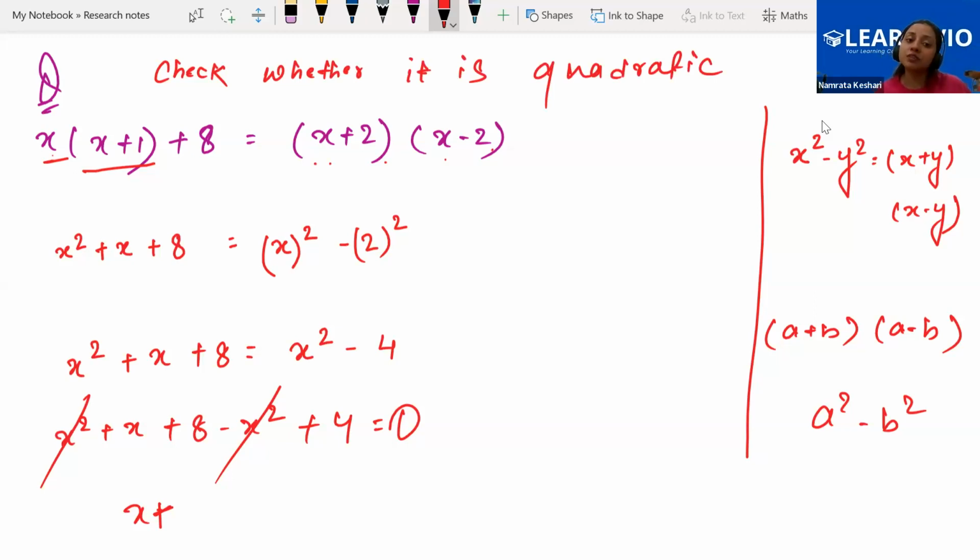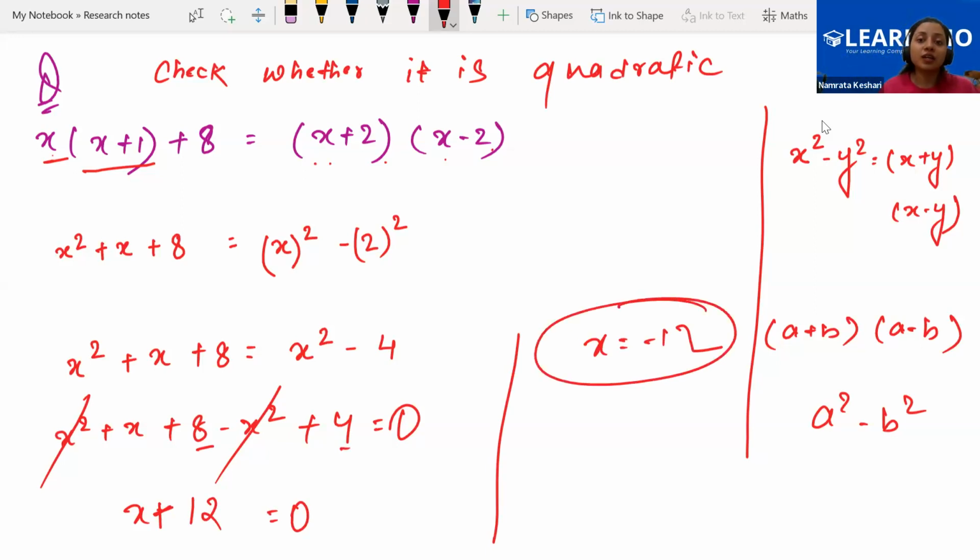We did all the simplification, whatever was possible. We got x plus 8 plus 4, making x plus 12 is equal to 0. Now, if you are finding the x value from here, that is minus 12, great. But that we don't have to do. Our purpose is not this one. This step we don't even have to do. Here only we will say it's not a quadratic equation.